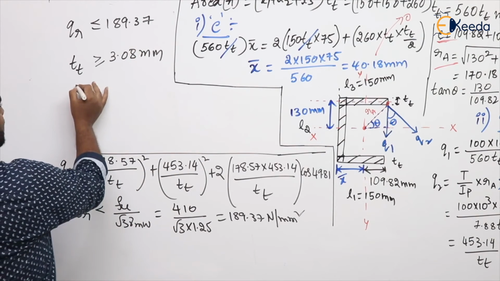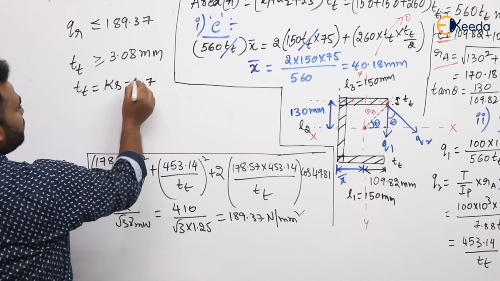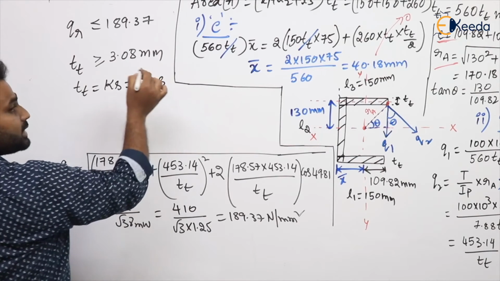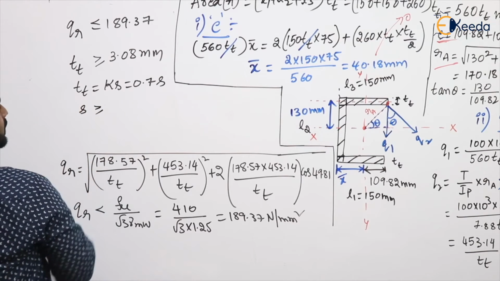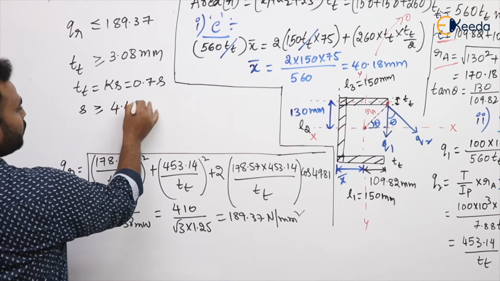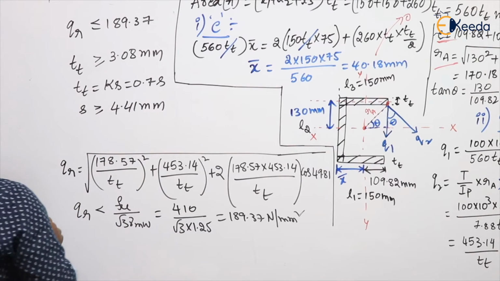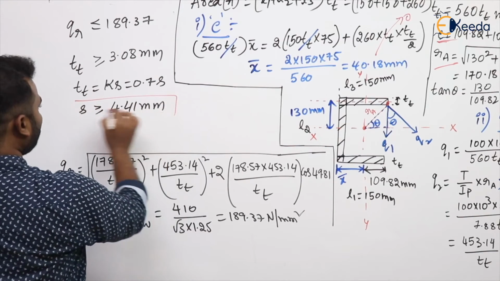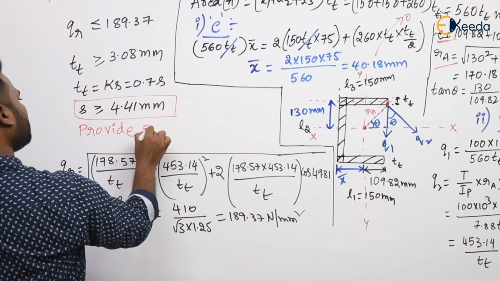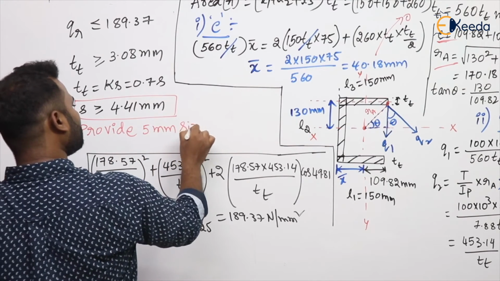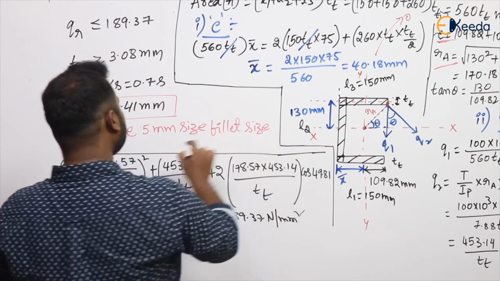We know that TT is equal to KS. All the time, if nothing is mentioned, we'll take K as 0.7, which we already discussed in our theoretical part. So from this, size comes out to be greater than or equal to 4.41 mm. This is the final answer. So the size of the fillet weld should be greater than or equal to 4.41. Hence provide a 5 mm size fillet weld.